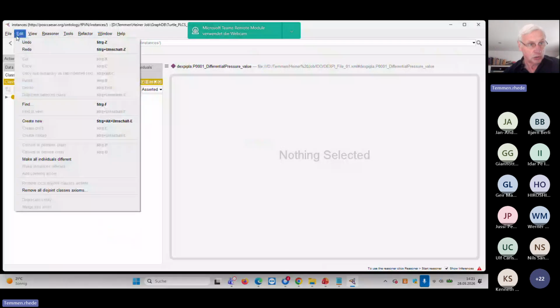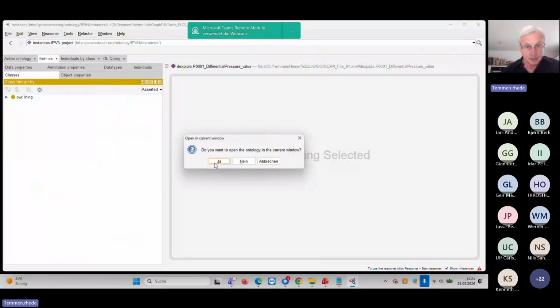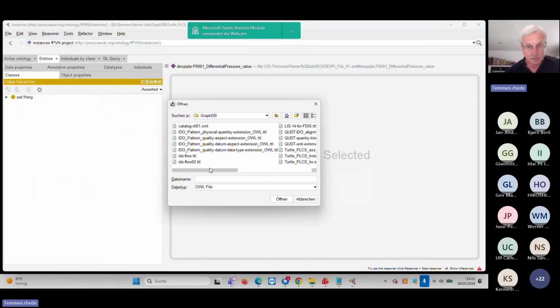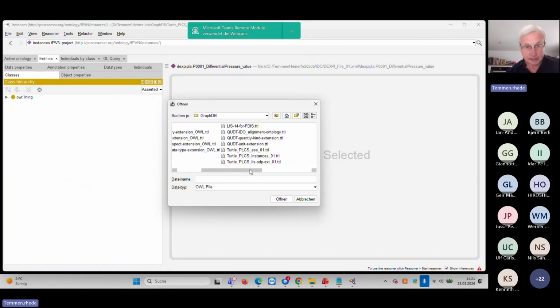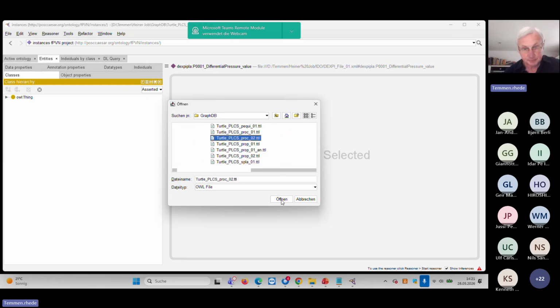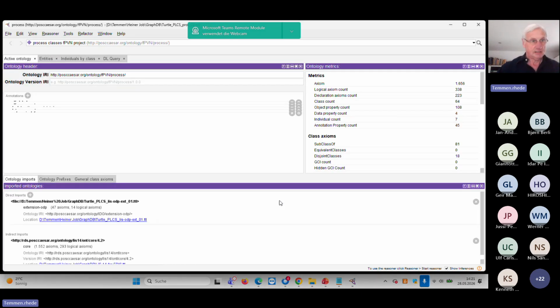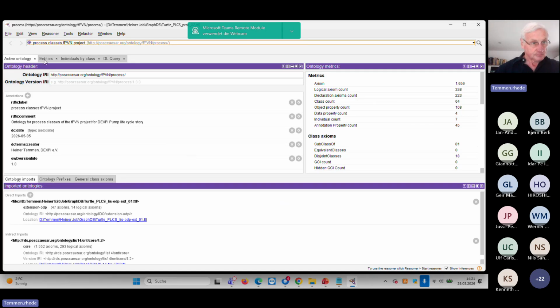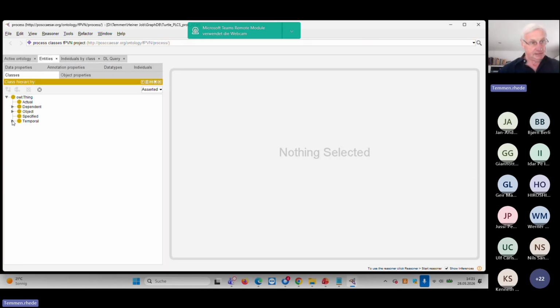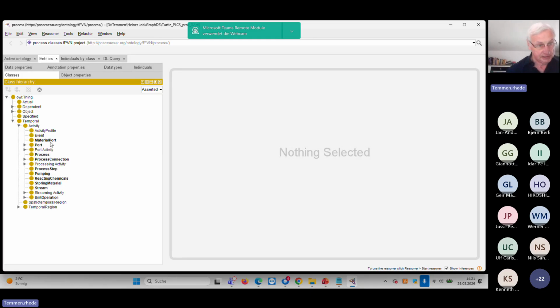I try to open the prepared file for that. It should be this one. And now we see, okay, we are in the past temporal, and now we see the different activities we had, beginning with process steps, the unit operations, pumping, reacting chemicals, storing materials, the streams, and so on.